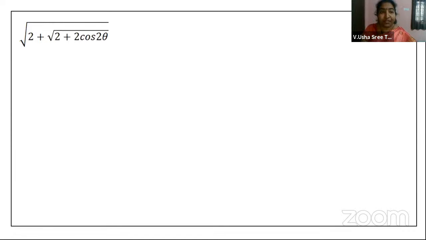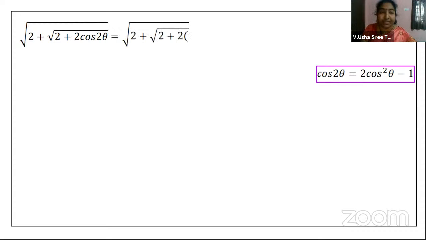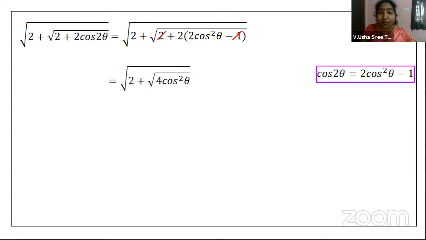Now, still further to continue with root of 2 plus 2 cos theta. The same concept repeatedly we will be using, children. Now, instead of cos 2 theta, we will take it as 2 cos square theta minus 1. Then, when we substitute that in the place of cos 2 theta, here again 2 into minus 1 gives you minus 2. 2 and minus 2 get cancelled. Then what are we left with? We are left with 4 cos square theta, right? So root of 2 plus root 4 cos square theta. Now here again we can find the square root and write it as root of 2 plus 2 cos theta.